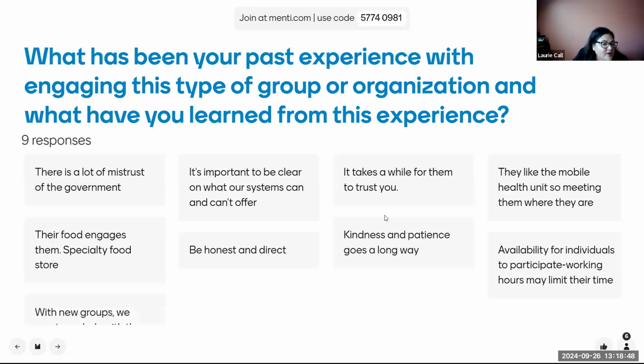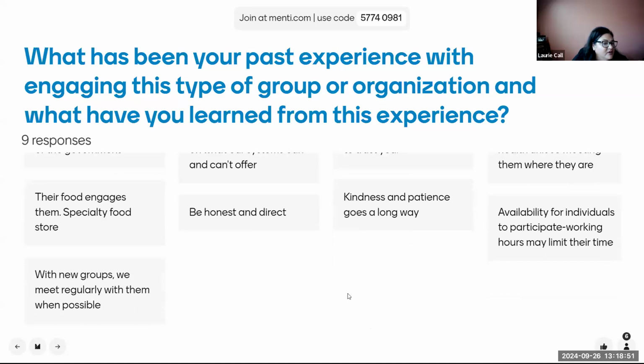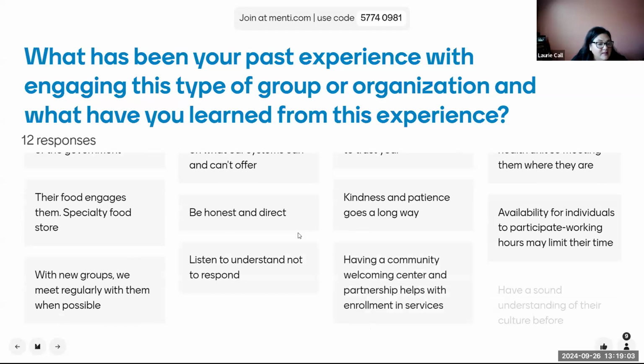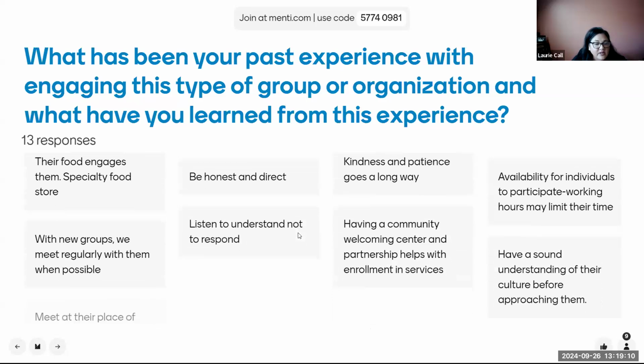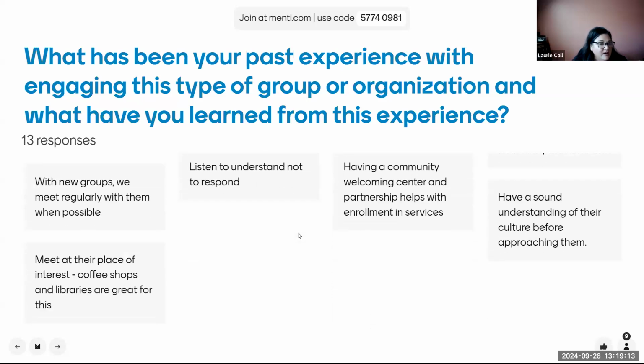Kindness and patience goes a long way, being honest and direct. Food engages them, specialty food store. With new groups, we meet regularly with them when possible. Availability for individuals to participate or working hours may limit their time. Absolutely. Have a sound understanding of their culture before you go. And so we need to learn from them and from others who work with them and know them. Meet at their place of interest, coffee shops or libraries, those sorts of things. Lots of great ideas in there.